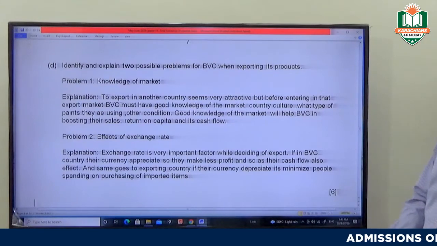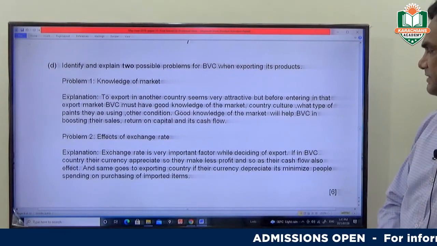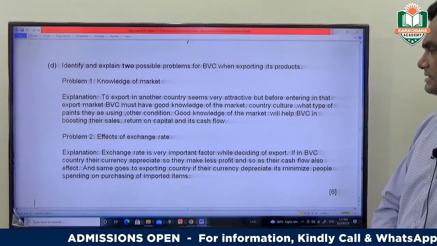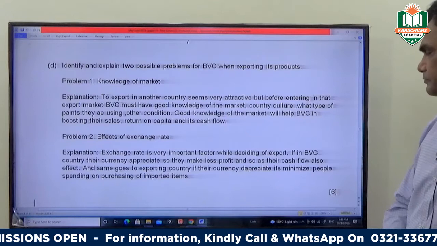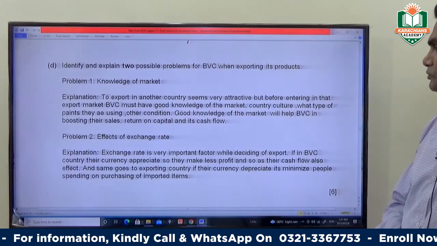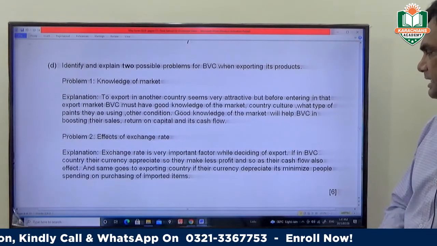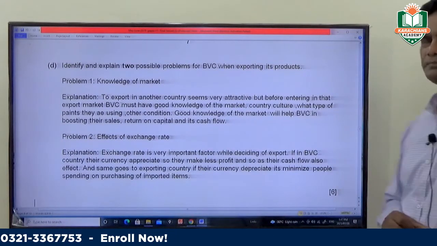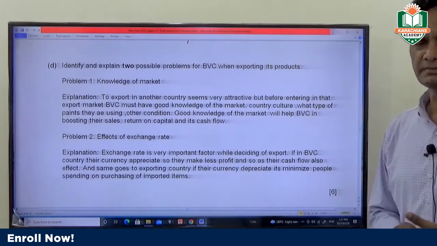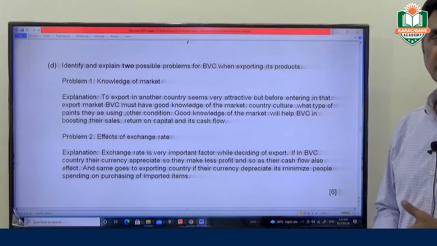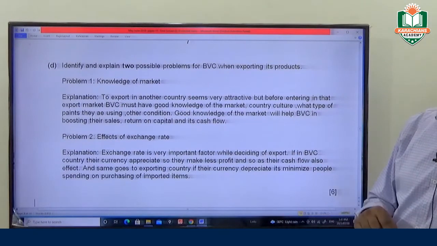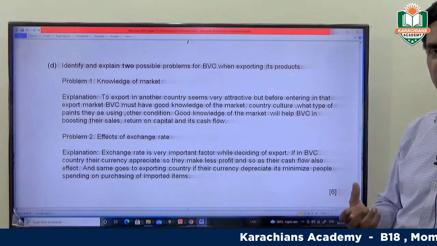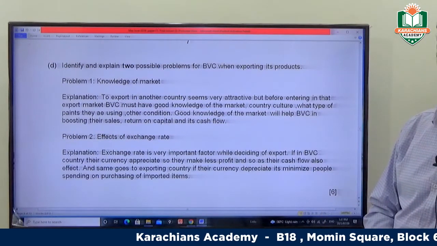Number two, effects of exchange rate. Exchange rate is a very important factor while deciding on export. If in BBC's country their currency appreciates, they make less profit, and their cash flow is also affected. The same goes for the importing country. If their currency depreciates, it minimizes people's spending on purchasing imported items. Yes, if the exchange rate fluctuates, it directly impacts both the purchasing power of the importing country and the profit of the exporting country.